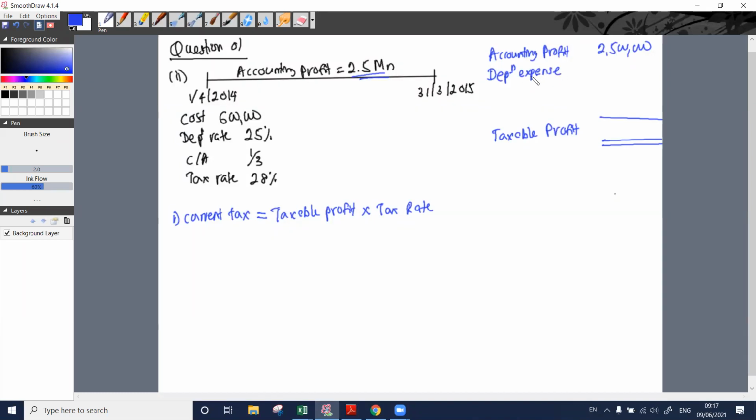What is the depreciation expense? Depreciation expense එක කීයද? 600,000 into depreciation rate is what? 25%. It means what is our depreciation charge? 240,000.